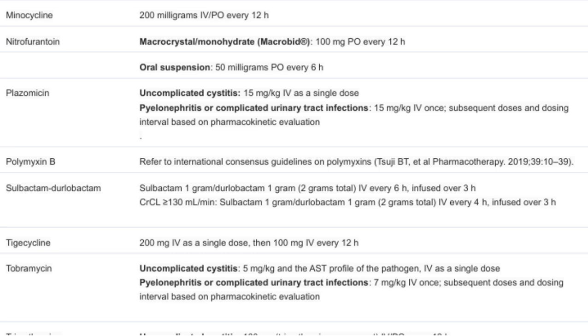Tobramycin dosing depends on the infection type. For uncomplicated cystitis, it's 5 milligrams per kilogram as a single IV dose, but for pyelonephritis or more complicated infections, the dose increases to 7 milligrams per kilogram once, with subsequent dosing adjusted based on pharmacokinetic data.